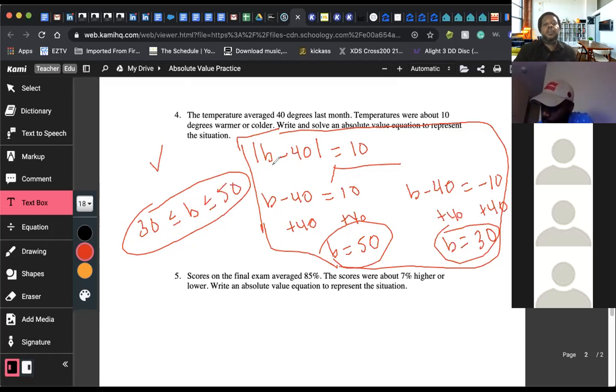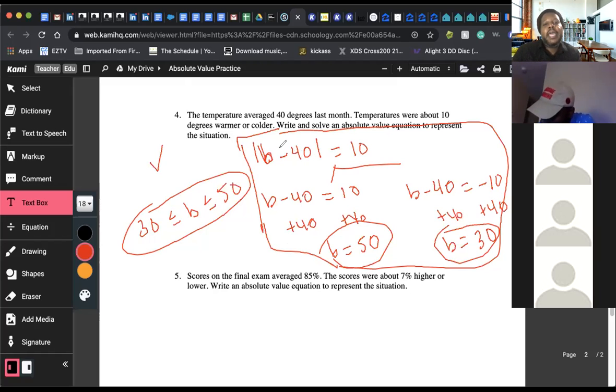But what if it was supposed to be a positive? What do you mean? How would it be stated if it was supposed to be a positive? Like we have the B minus 40. I see what you're asking me.